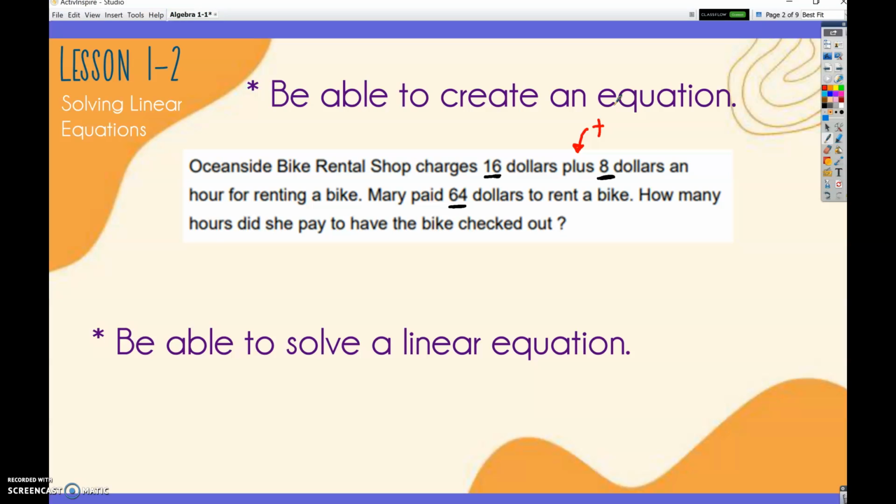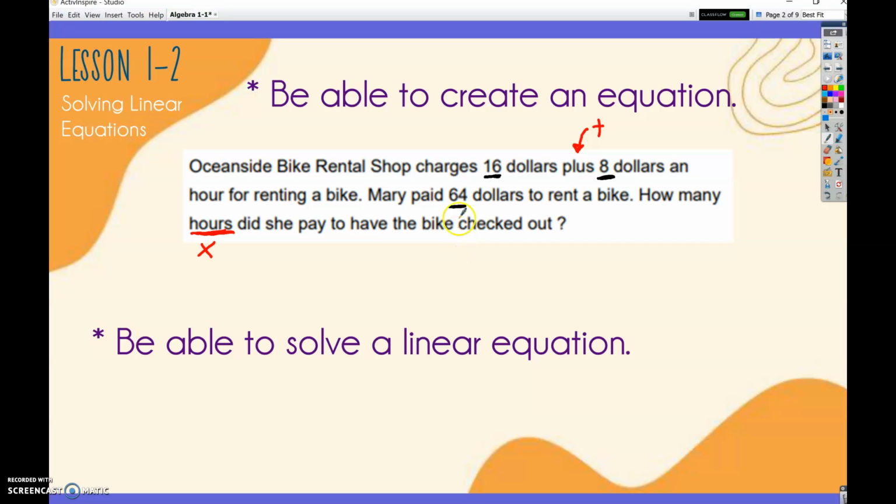I also like to look for what we're solving for. We're asking how many hours they have the bike checked out for. The item that they're asking about is generally a variable that's unknown, so a lot of times we call it X. So in reading this story problem, we find a bike rental shop charging $16 plus $8 for every hour they rent the bike. Mary pays $64 to rent the bike. That asks how many hours she paid to have the bike checked out.